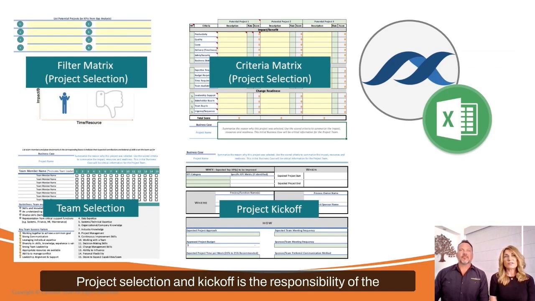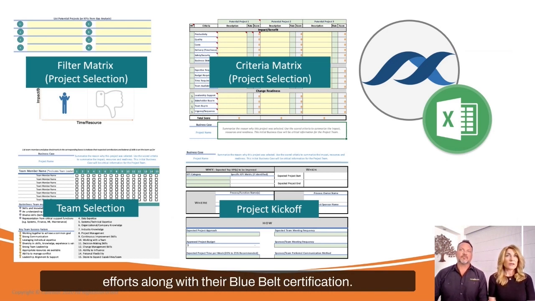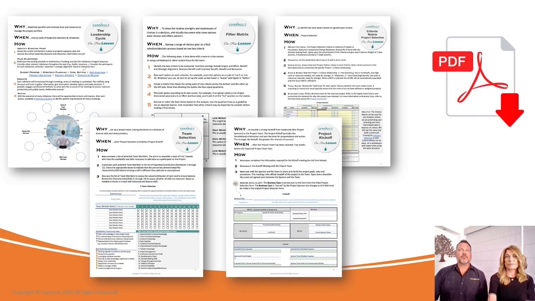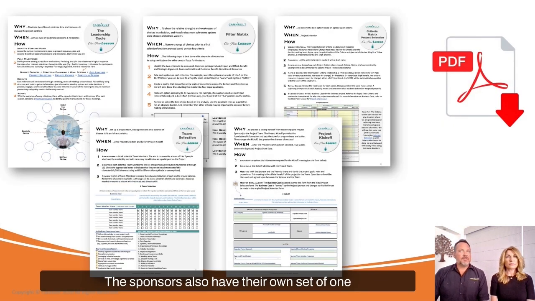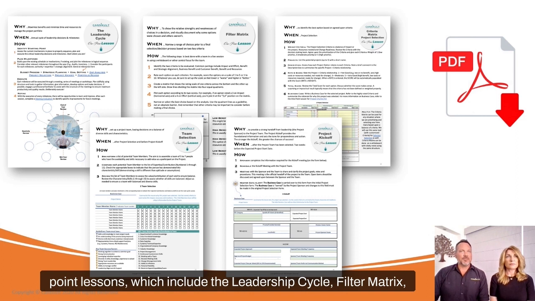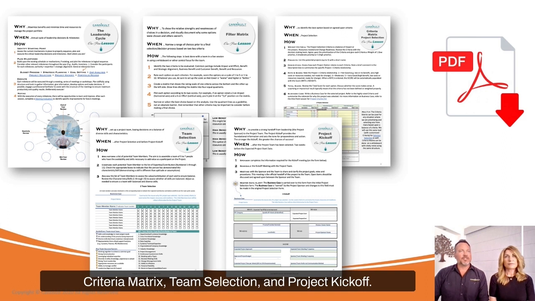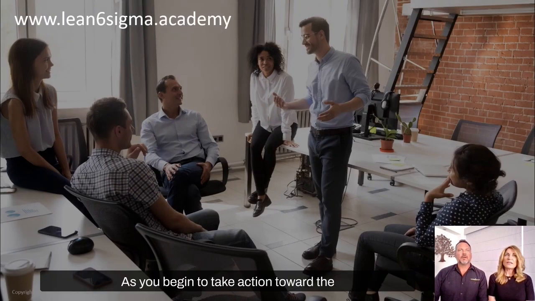Project selection and kickoff is the responsibility of the project sponsor. And to help guide and organize their efforts, along with their Blue Belt certification, Blue Belts will receive templates for project selection, team selection, and for the project kickoff. As a Green Belt, this will allow you to be tightly aligned with your sponsor and to have a great start to your improvement project. The sponsors also have their own set of one-point lessons, which include the leadership cycle, filter matrix, criteria matrix, team selection, and project kickoff.